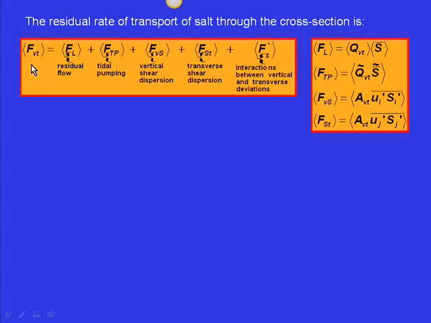So this is the salt flux, and we have one part that's caused by the residual flow, which is given by this expression. So again, that's the cross-sectional average of the water transport averaged over the tidal cycle. So that gives you one value.